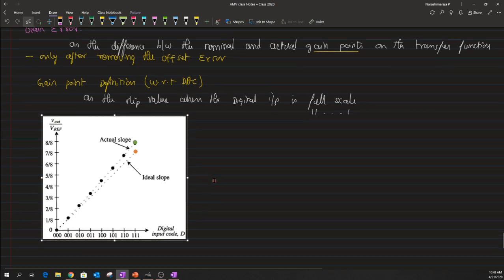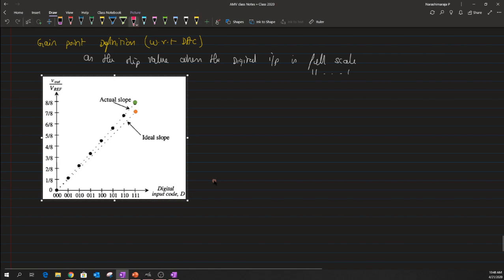Yeah, so clearly as you could see there is no offset error because it has already been removed. So you could see that when the digital input is all equal to 000, we have an output which is equal to 0 itself. So the offset error has to be removed well before measuring the gain points or the gain error. Now again, as you could see, whenever we feed in an input value of 111 for a 3-bit DAC, we have a corresponding output value which is equal to 7 by 8.